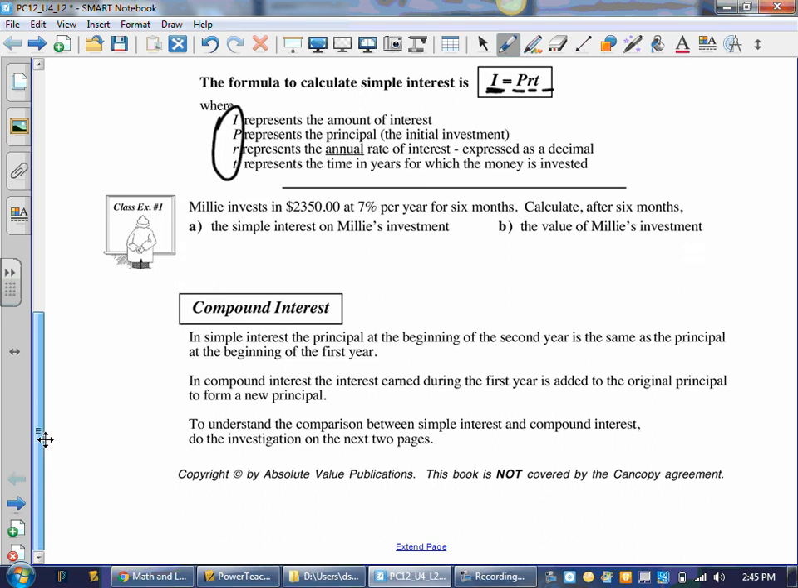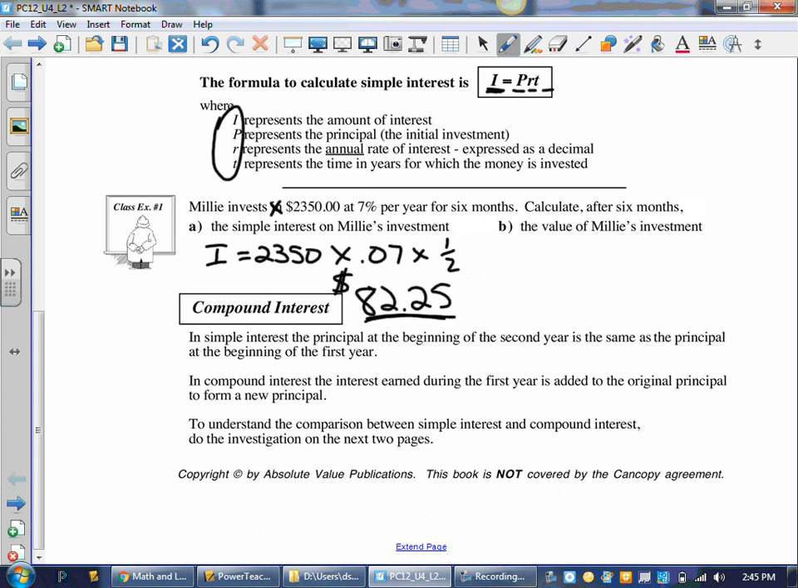So when it says Millie invests, Millie invests $23.50 at 7% per year, but only for 6 months. So calculate after 6 months what she gets. So we go I equals, so the interest she's going to earn is going to be the amount invested, the $23.50, that's your P, or your principal. At 7%, we're going to times it by 0.07, and we're going to times it for half a year. And when we do that, we get $0.8225. So pretty basic, pretty standard.